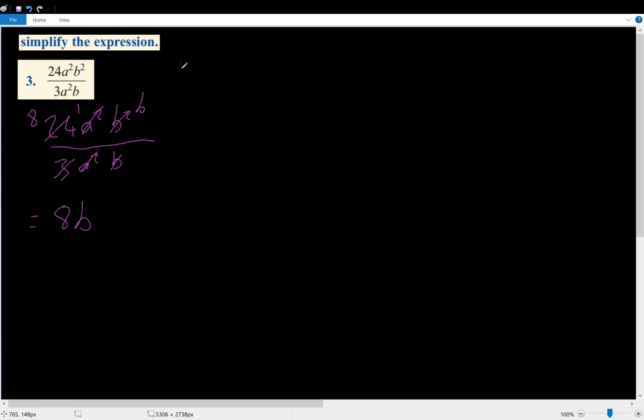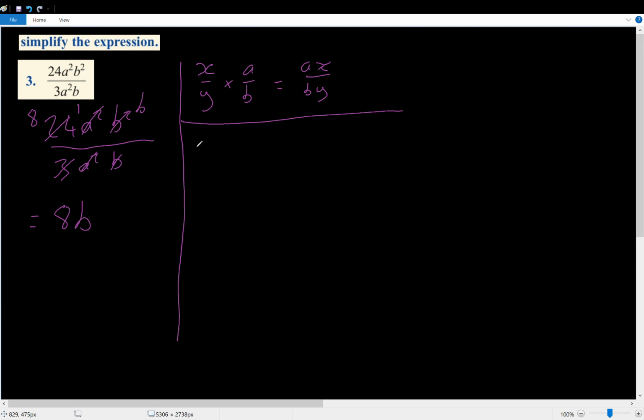Now another way of looking at this, and this is just as a way of explanation rather than a method for doing this, is that when we multiply fractions, so say we multiplied x over y times a over b, well, when we do that, we multiply the top by top and the bottom by the bottom. So if we did this sum out, we would get ax over by. So similarly, given the fraction that we started with here, 24a squared b squared all over 3a squared b.